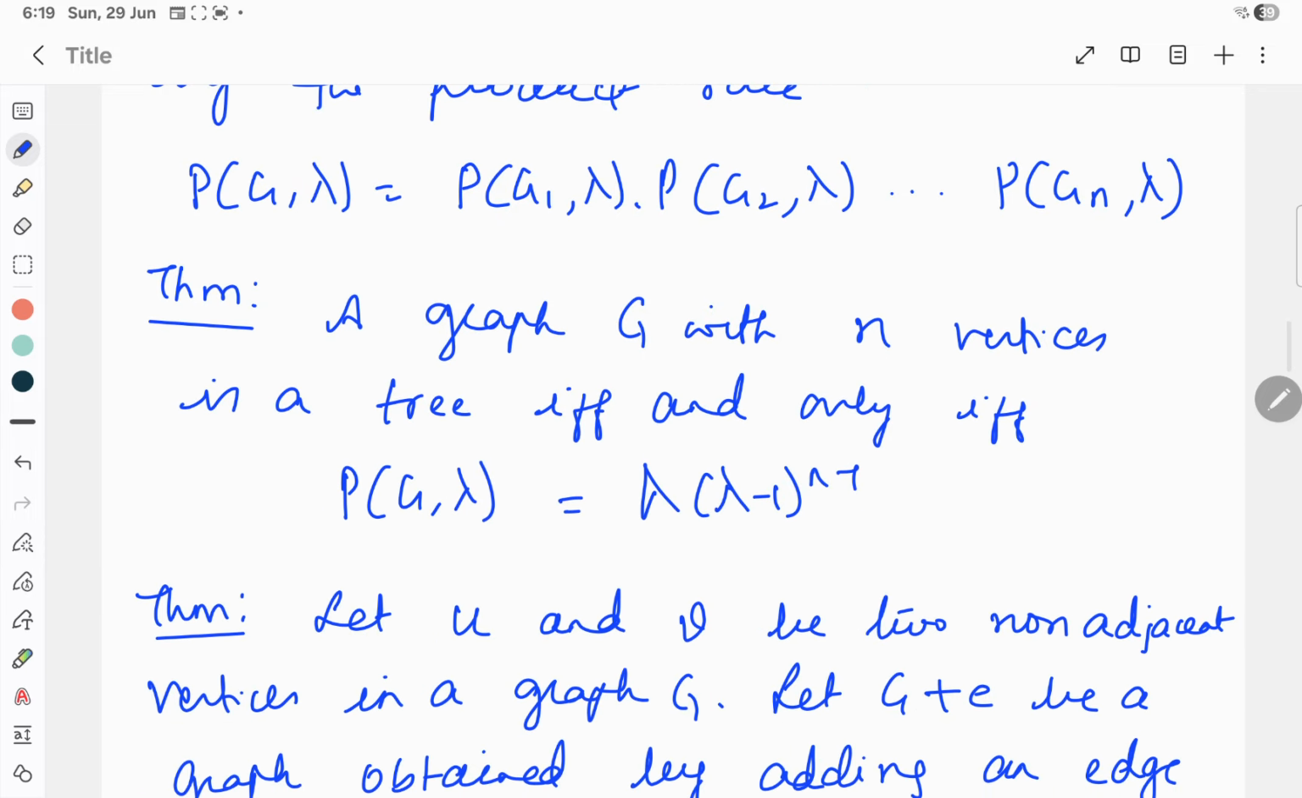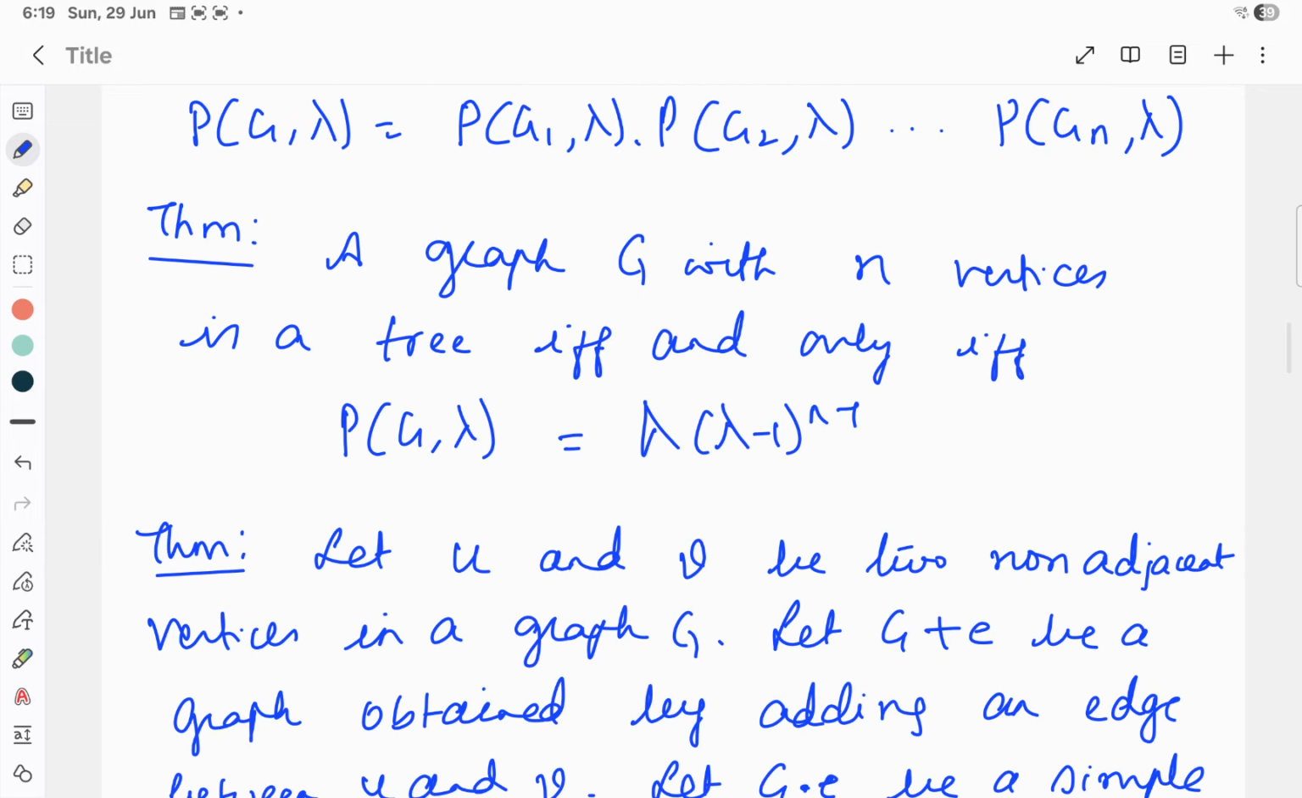Right? So there are a few theorems on this chromatic polynomial. Let us state these theorems. A graph G with n vertices is a tree if and only if the chromatic polynomial P of G comma lambda is lambda into lambda minus 1 to the power n minus 1. So we know that a tree is an acyclic connected graph. So it can be colored in how many ways? It is lambda into lambda minus 1 to the power n minus 1 ways.